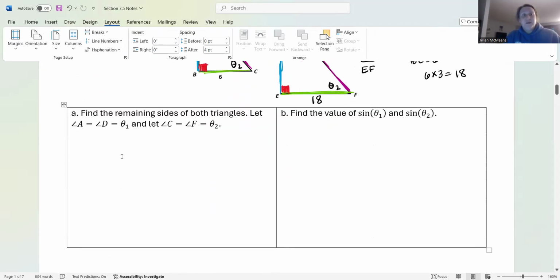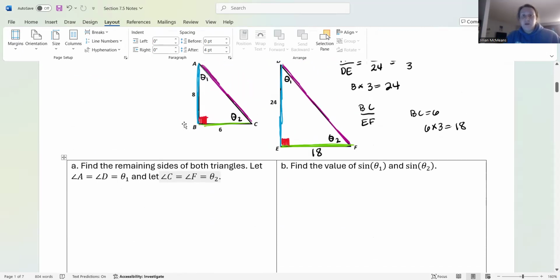Okay, so down here it says find the remaining sides of both triangles. Well, we found EF, okay? So we can already say with a fair amount of confidence that EF is 18. So that leaves us with AC and DF that we still have to find. Okay, so for AC, we can use the Pythagorean theorem.